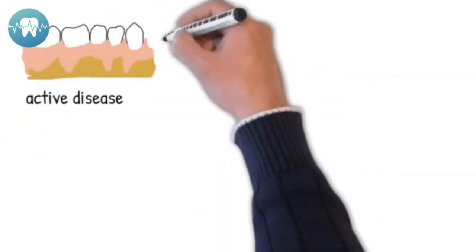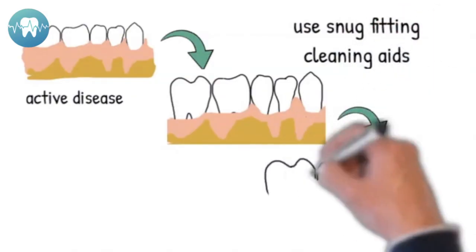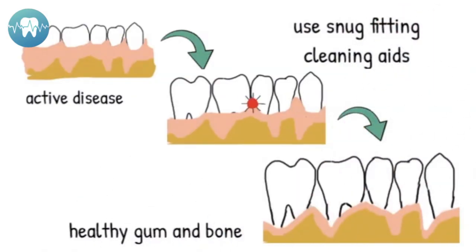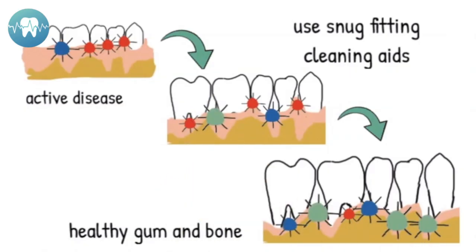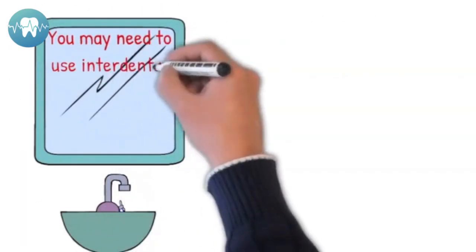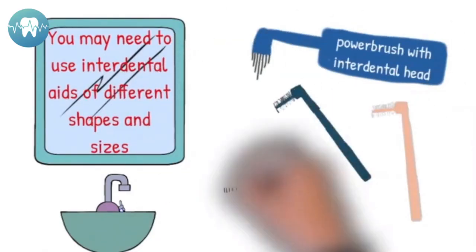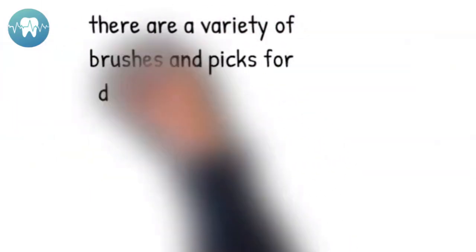So if you have active gum disease, then you need to do a little bit more cleaning than you may have done in the past. And we need some different brushes, interdental brushes, and these come in a variety of sizes depending on the size of the gap. And there are lots of varieties of these aids, and have a chat with your hygienist and dentist for what works best for you.